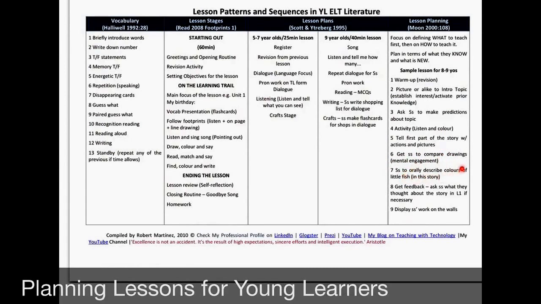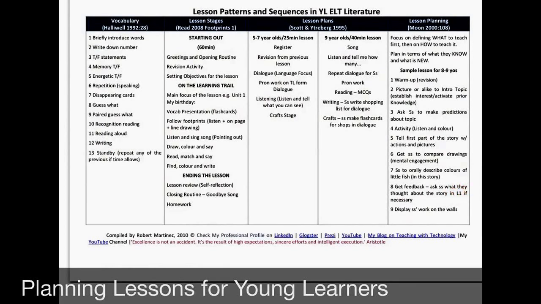Students orally describe the colors of the little fish, if this is in the story, or the characters in the story. This is followed by some feedback. You get some feedback by asking students what they thought about the story in L1 if necessary. Now, it's very important to mention that very often people say, oh no, you shouldn't be using L1 in the classroom. Well, the younger they are, sometimes you need to just give them the word they need. If the concept is abstract, they're not going to get it through verbal input. Maybe gesture and mime will help, but if it is abstract, just give it to them, double check, and try to establish the meaning. Check whether they know it already in their first language, Italian or Spanish, and then move on. So there is a place for their L1 in the classroom.